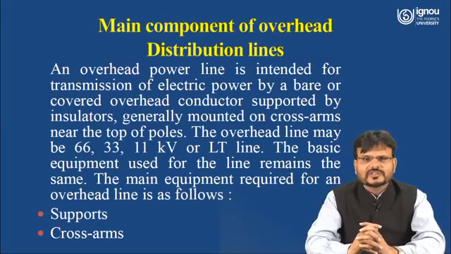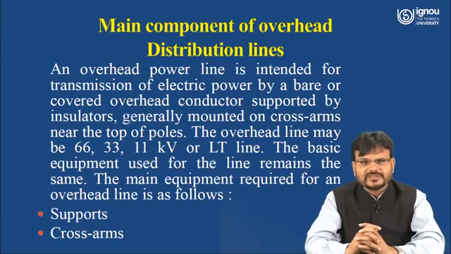Now we have to understand the main components of an overhead distribution line. An overhead power line is intended for the transmission of electric power by a bare or covered overhead conductor supported by insulators, generally mounted on a cross arm near the top of poles. The overhead line may be 66 kV, 33 kV or 11 kV, or the LT line, that is a low transmission voltage. The basic equipment used for the line remains the same. The main equipment required for an overhead line is as follows.